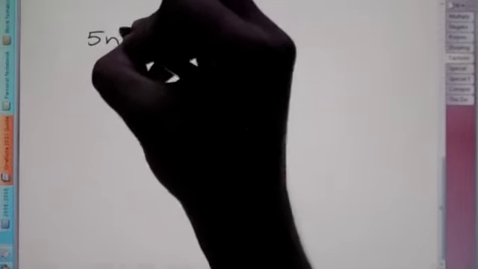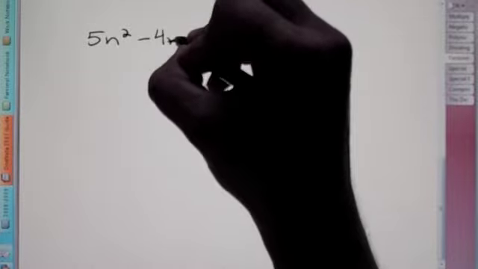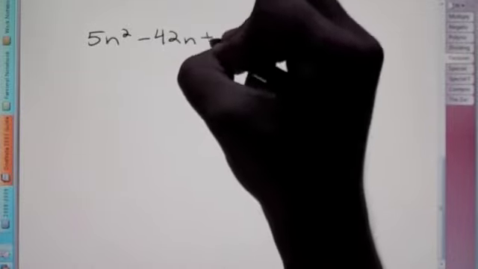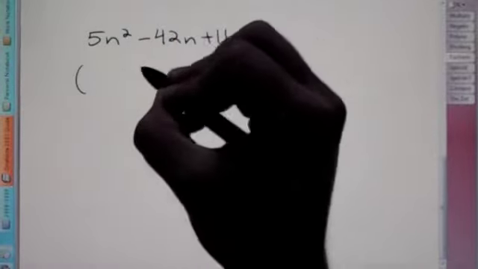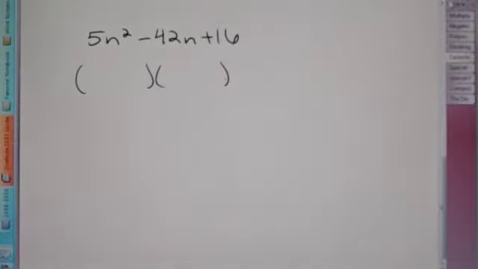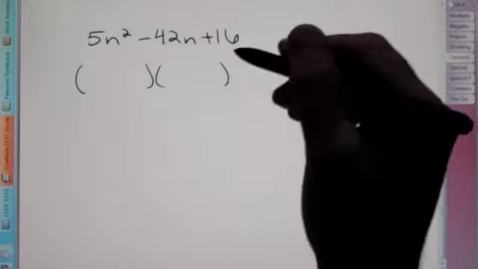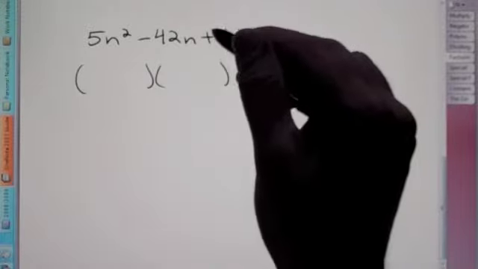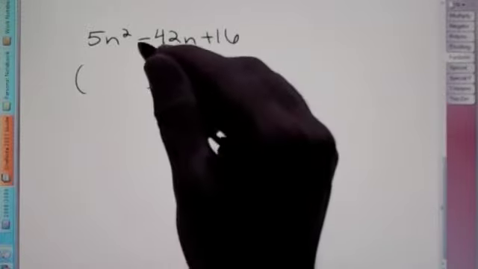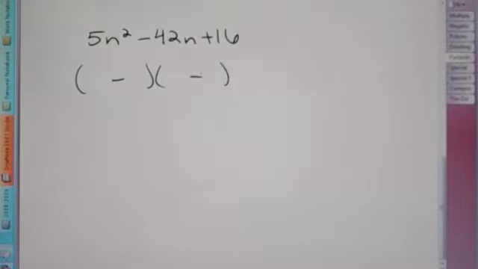I'm going to give you 5n squared minus 42n plus 16. So we have some bigger numbers here now. Well, we have our parentheses. Okay. Now, again, since there's a plus, I know it's going to be same symbol. Either two pluses or two minuses. So I look here, I see a minus. So I know these are both minuses.